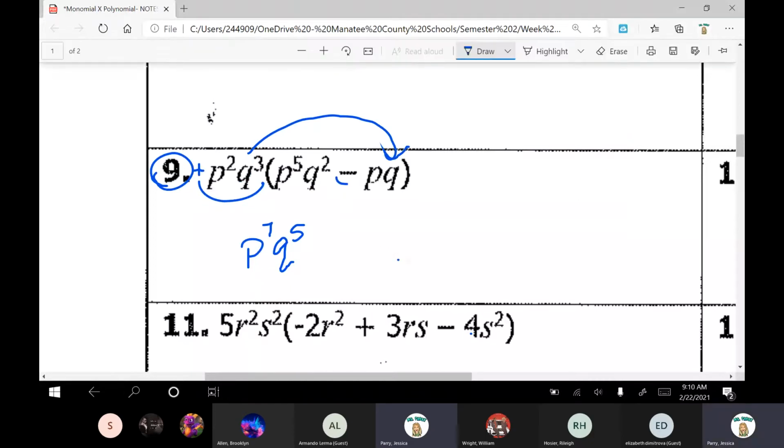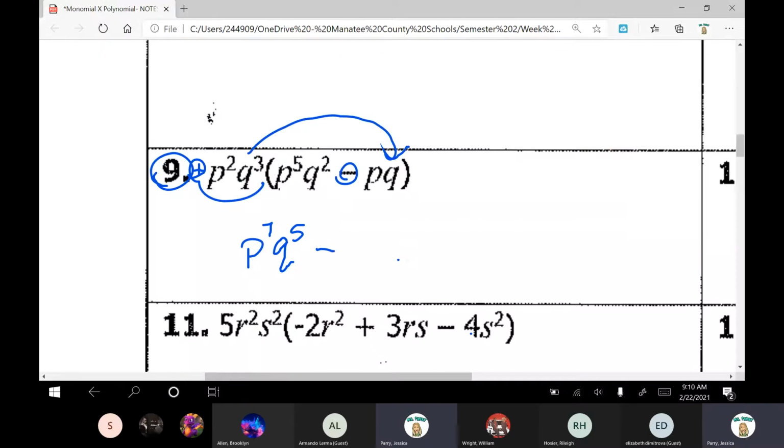This is positive times a negative. So we've got a minus sign. Positive times a negative is negative. And then let's go through our variables. P. What's my new exponent for P? Tell me, what's my new exponent for P? Someone said 3. Perfect, because 2 plus invisible 1 is 3. And then we've got the variable Q. Adding the exponents, 3 plus invisible 1 is 4.